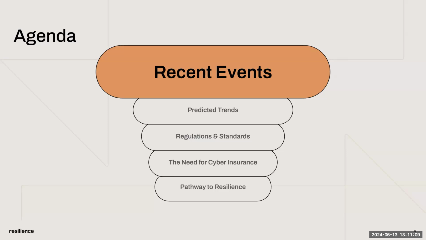So initially, we will go through some recent events that have shown up in the news. These are going to be sort of equally balanced between US and the EU presence. Then we'll talk about some of the predicted trends that our own internal security experts are seeing for this remainder of this year and on into the upcoming year of 2025.